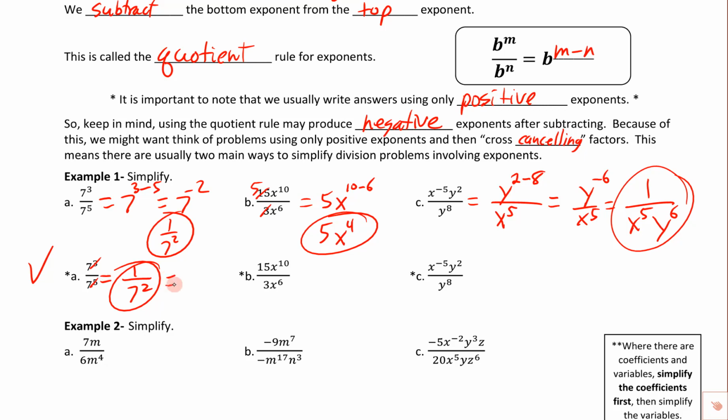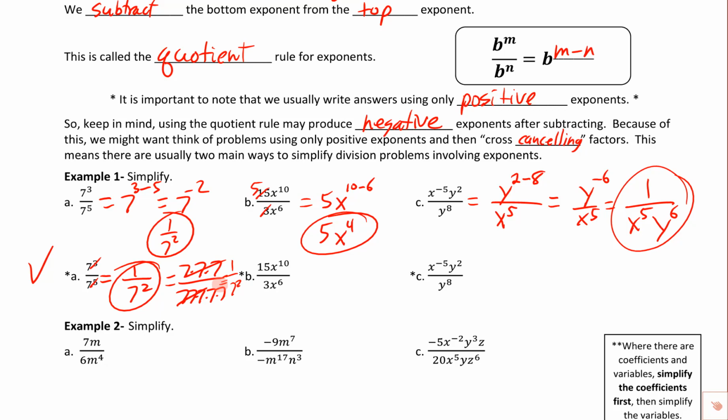Now, if I were to write that out, here's what it would look like. 7 times 7 times 7, over 7 times 7 times 7 times 7, okay? And we go through and we multiply. So I'm going to cancel these 3 7s with those 3 7s. So 3 canceled with 3 down here, and that means there's a 1 left on the top, and that means 7 squared on the bottom. So that's another way to do it.